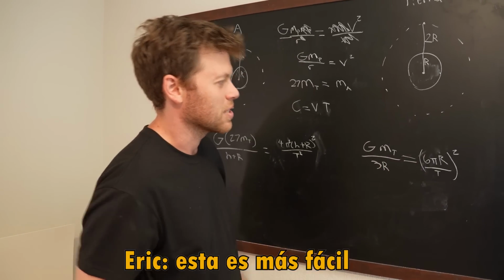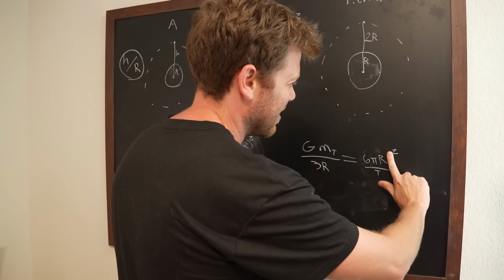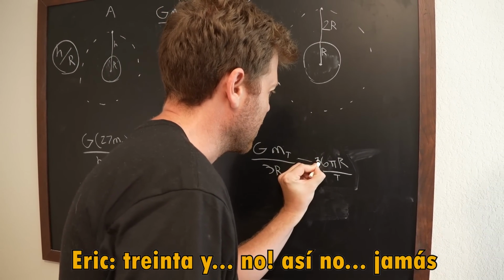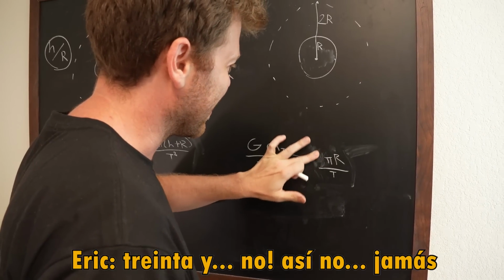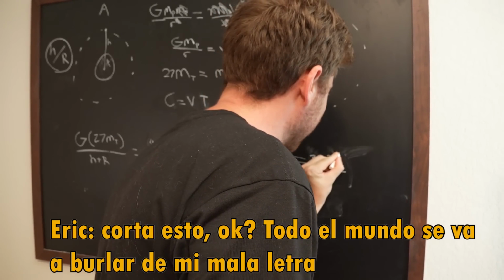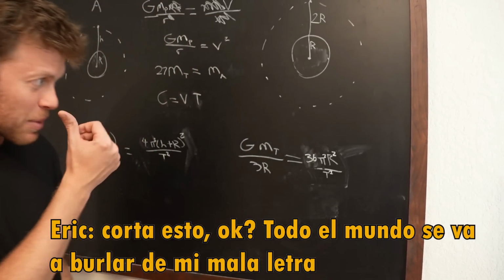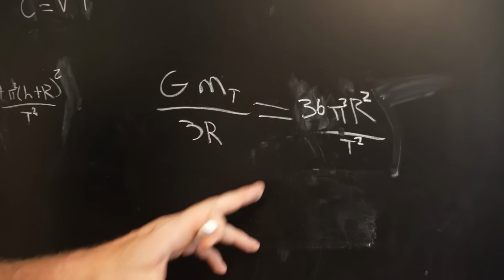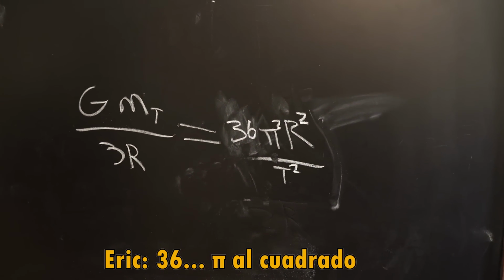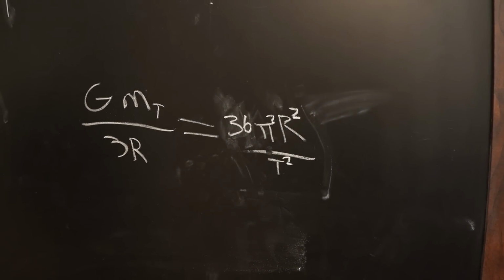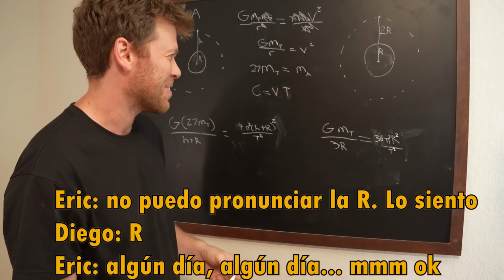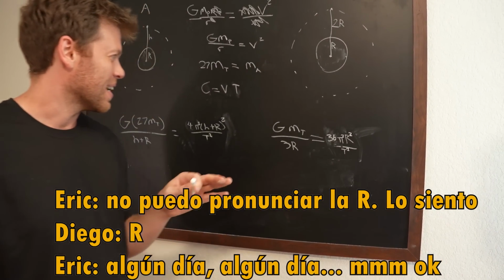Okay. This one's easier. That's not a problem. Okay, so this is 30. No, not like that. Never. You're gonna cut that. All right. Everyone's gonna see my trash handwriting. 36 pi al cuadrado, R. I still can't do it, man. I'm sorry. R. One day.